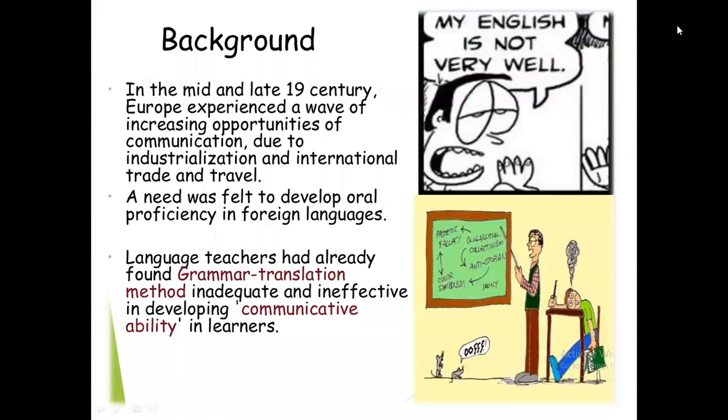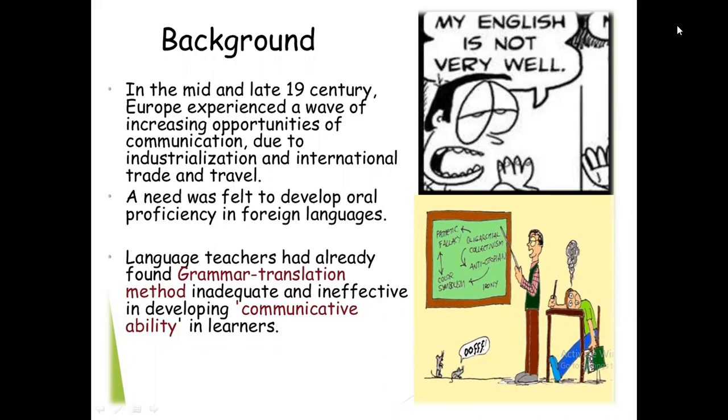We will learn a bit about the background, how it happened and why it happened. I was studying the background of the direct method of learning English. I found that in the 19th century Europe experienced a wave of increasing opportunity for communication, and there was a huge opportunity for people to travel from one place to another for trade purposes, and it required language. And then the direct method of English was developed.